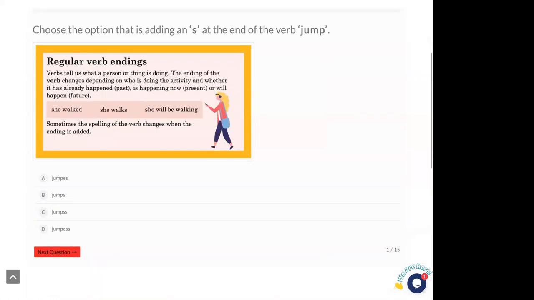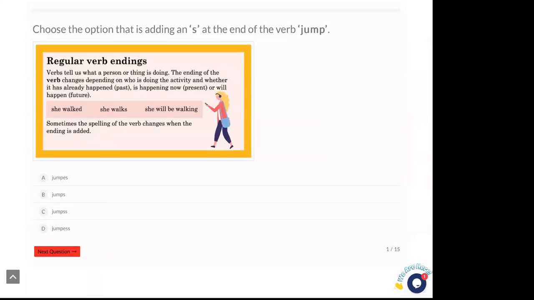The question states, choose the option that is adding an S at the end of the verb jump to make sure that it makes sense. So let's go to a few people and get some feedback. Let's go to Sayf for this one.